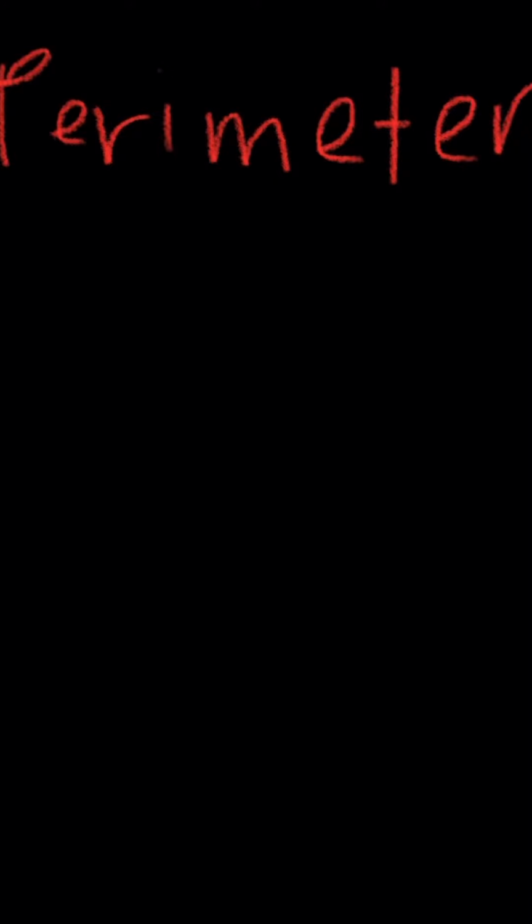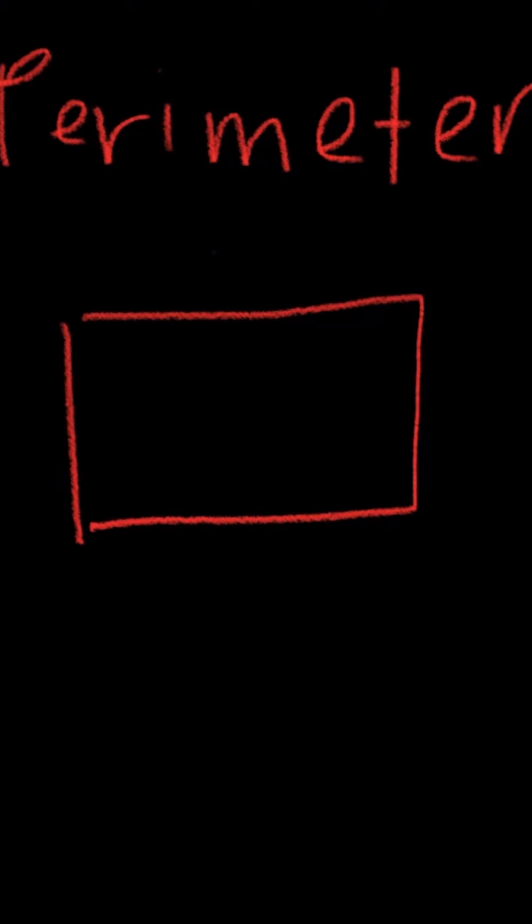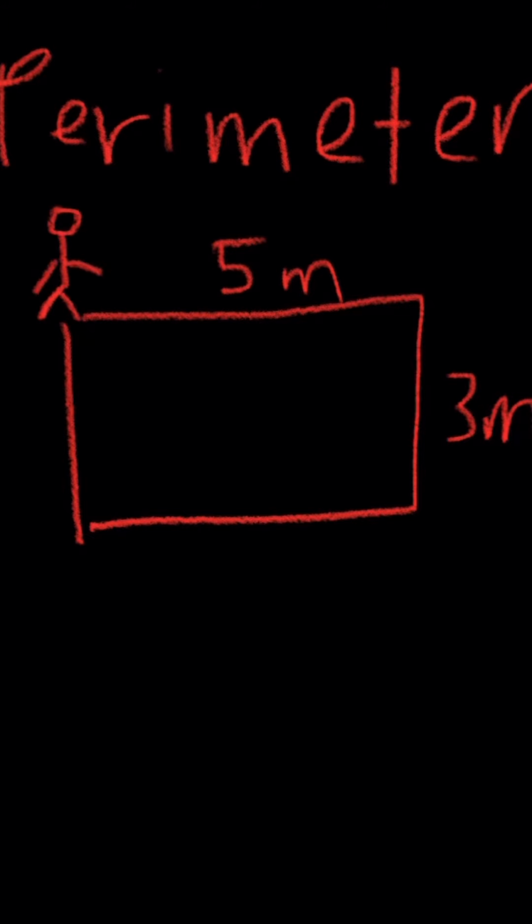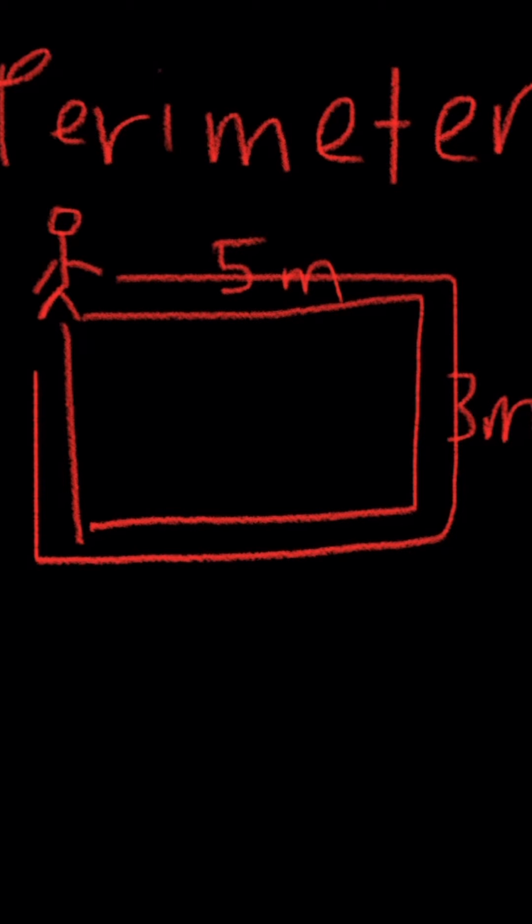Now, for instance, if you have a rectangle with a measurement of 5 meters by 3 meters, how do we calculate the perimeter of this rectangle? Now, I like to use the analogy of you going to a park. So for instance, you come to the park and the park is a rectangle. And you were to jog around the park and go back to the same place where you were. Now, if you were to calculate how far you have jogged, that is the perimeter.